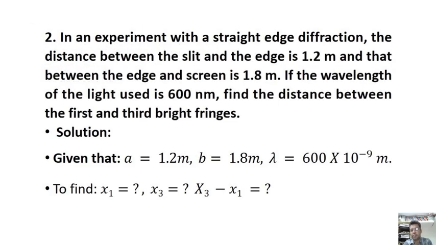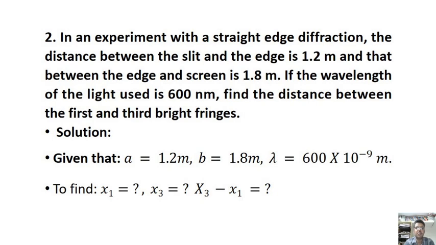Now the second one. In an experiment with a straight edge diffraction, the distance between the slit and the edge is 1.2 meter, and that between the edge and the screen is 1.8 meter. If the wavelength of the light used is 600 nanometer, find the distance between the first and third bright fringes.